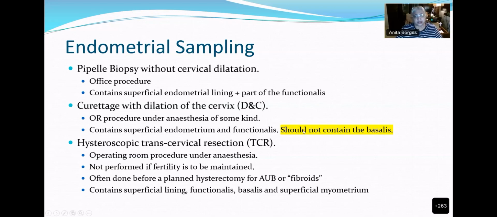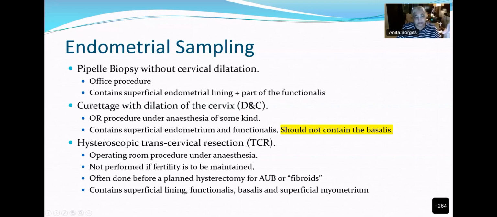It should not contain the basalis. This is, as I told you in the beginning, the purpose of looking for fragments without the superficial endometrium. All right, and then now we get quite invasive transcervical resections. It's an operating room procedure done under anesthesia. It is not performed, and you can understand why, if fertility is to be maintained.